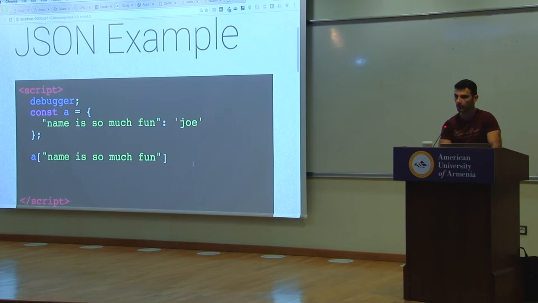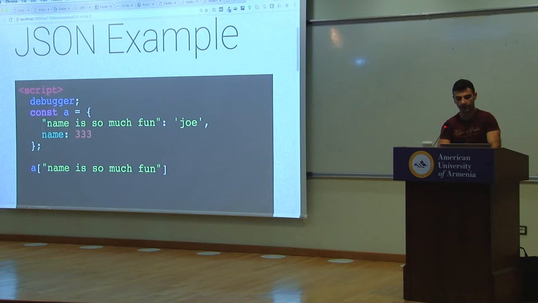Does that make sense? So it depends on what you're doing. If you have a simple variable name or a key name, you can just do a.name. But if you have something like name is so cool, you have to quote it. There you go. And then refer to it using that key. Does that make sense? Okay.